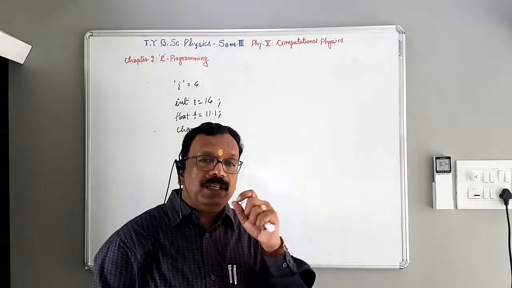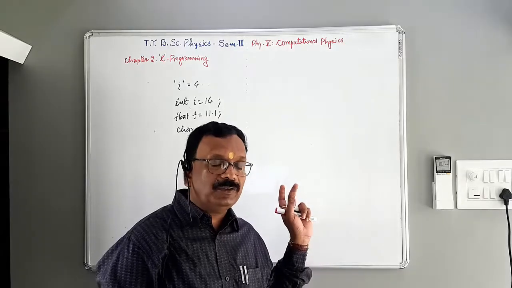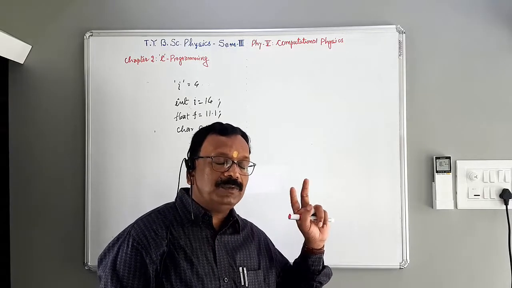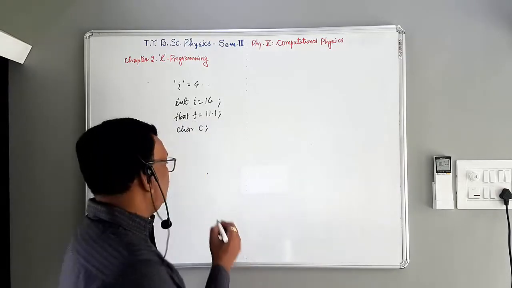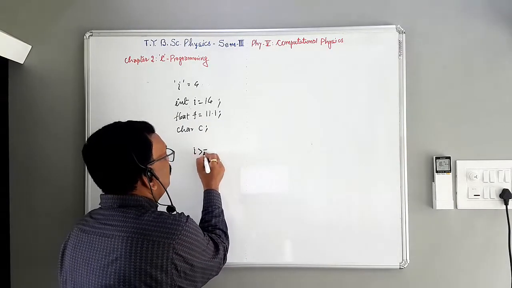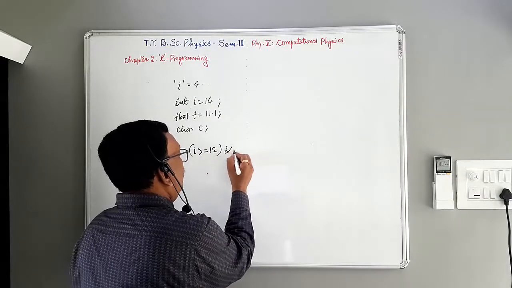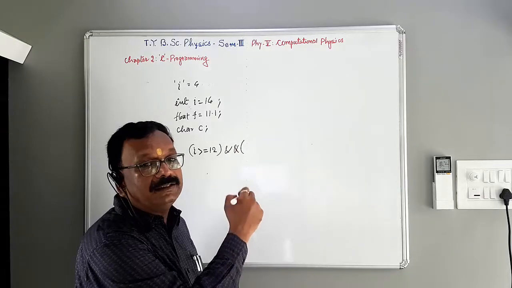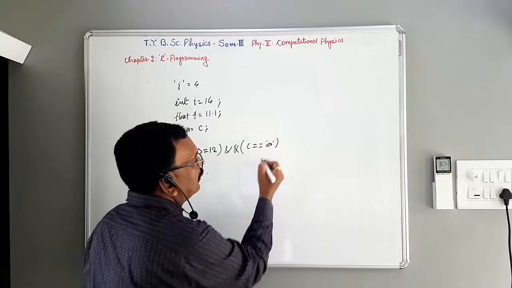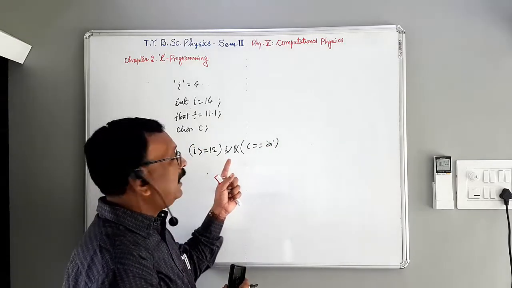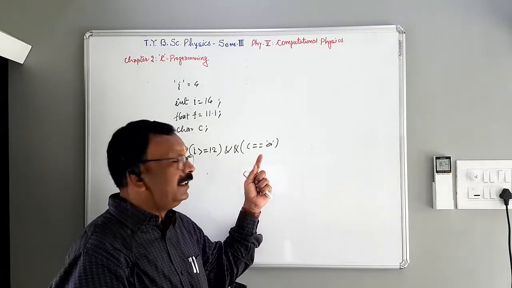Now we are going to check some logical expressions, whether out of these expressions some are true or false. Suppose first expression is i is greater than or equal to 12, and in second bracket c is equal to single character 'a'. We are going to interpret whether this expression is true or false.